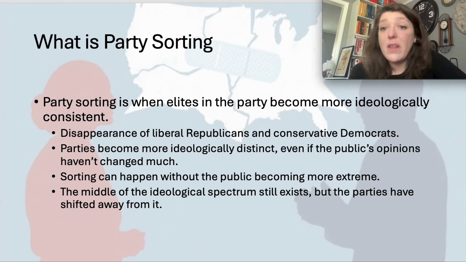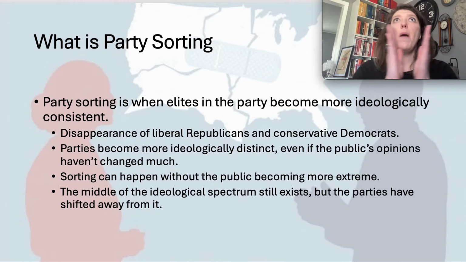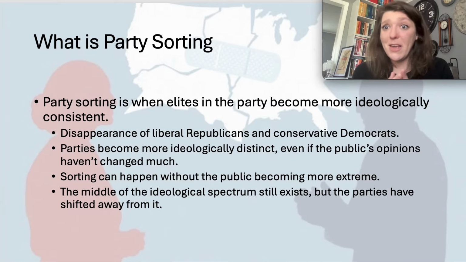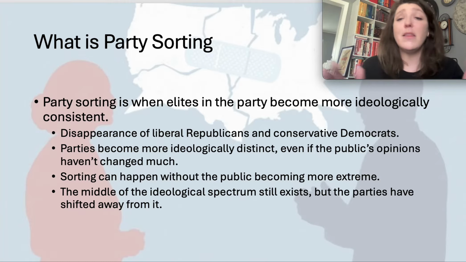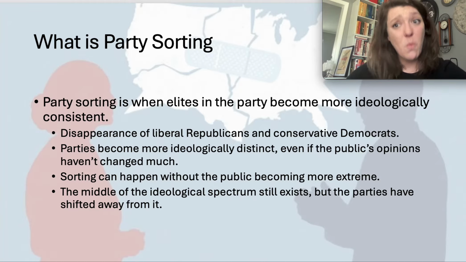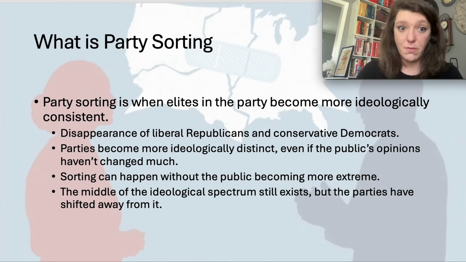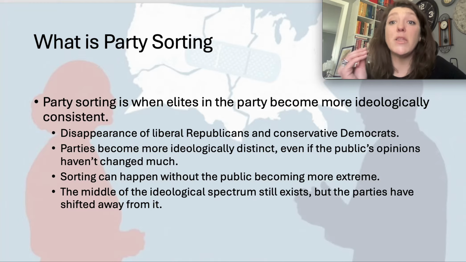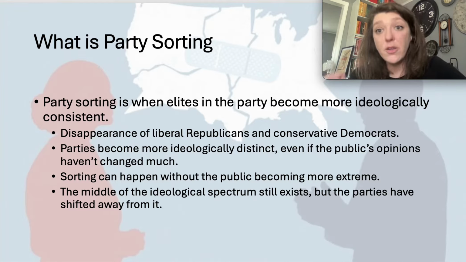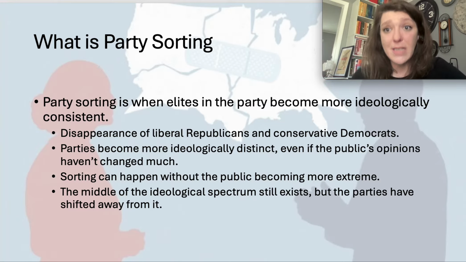Sorting happens even when the public is becoming more extreme. So the political elite become very consistent and very ideologically cohesive. And this mixture goes away with these elites. But the public is still mixed. They're a little conservative and a little liberal all over the place. But the parties can sort and the elites can sort even while the public still remains mixed in their views. So in this case, the middle of the ideological spectrum still exists. It still exists in the public, but the parties have shifted away from the middle. They're the ones who are shifting towards these ideological silos on either side.